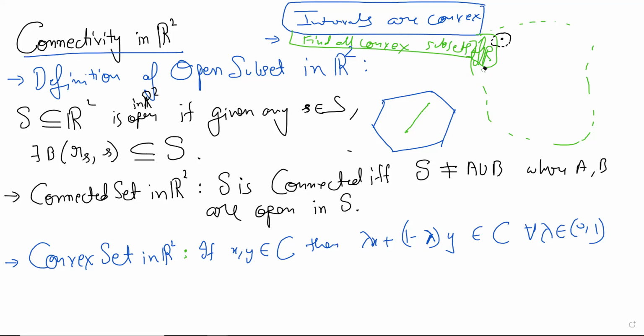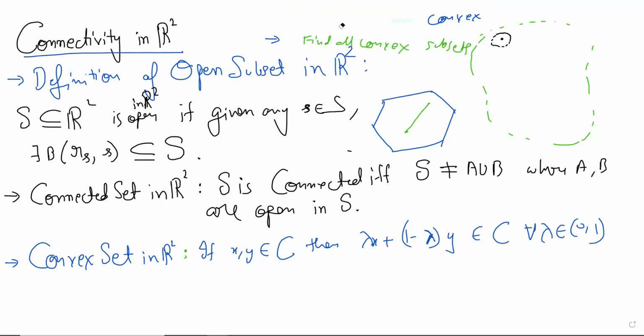Okay, find all connected subsets, just the way we have described them. Try to describe all convex subsets. Try to do this. Spend time and try it even if you can't do it immediately. Okay, find all convex subsets of R. But we will move to the next thing.